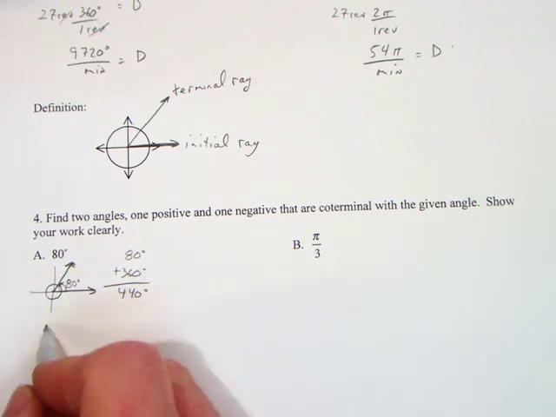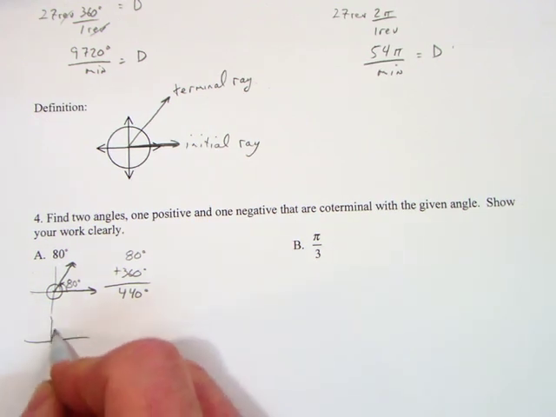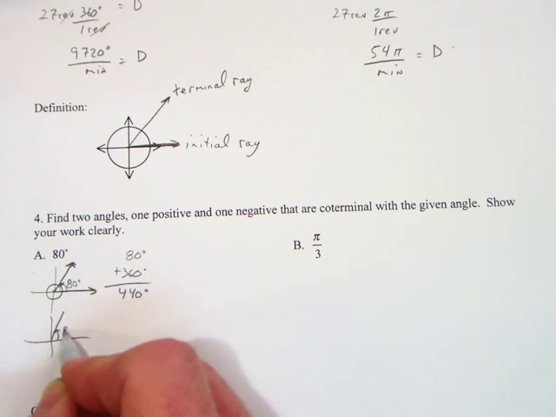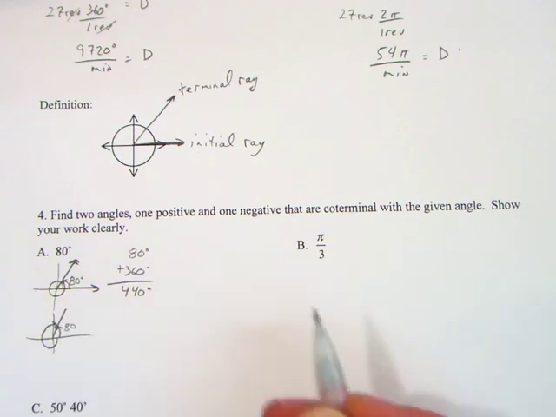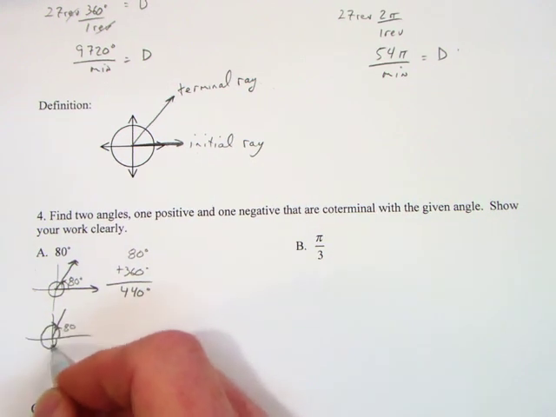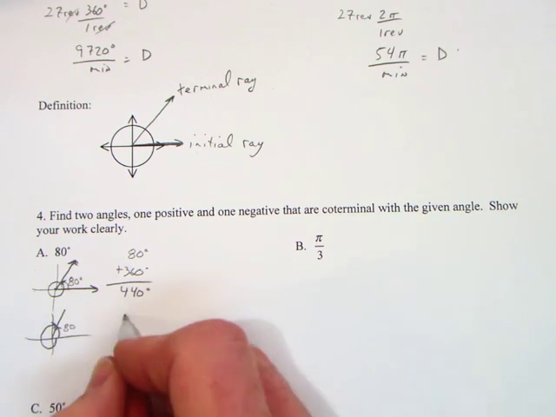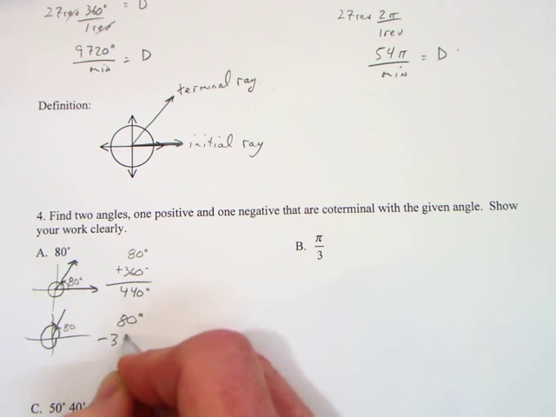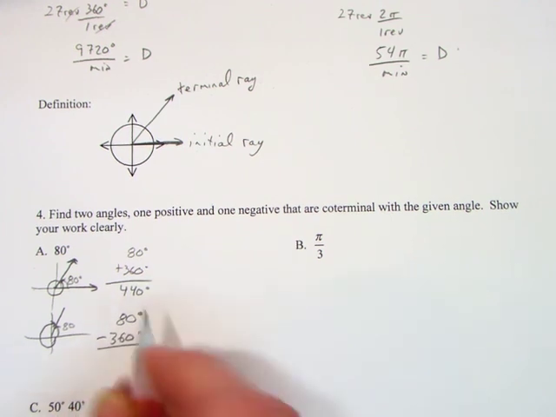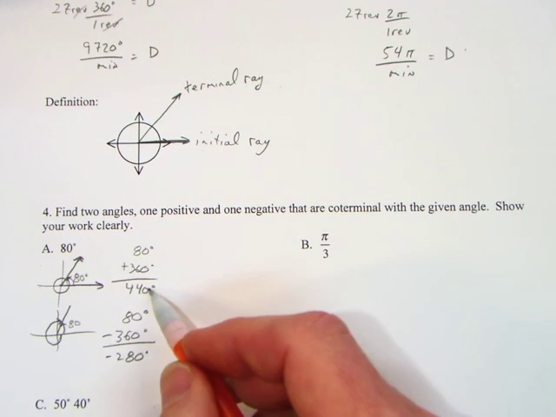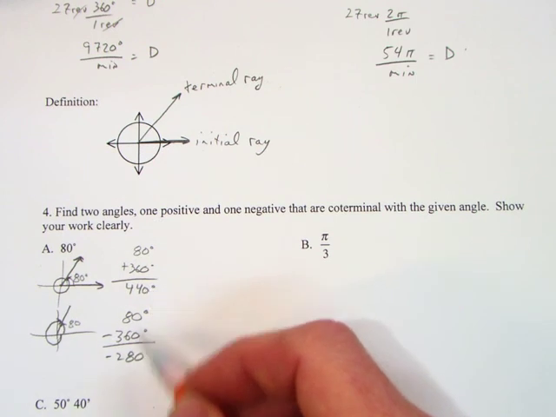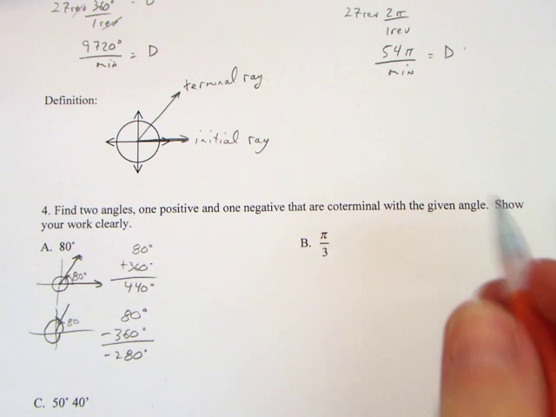Now, how can I get a negative coterminal angle? So this is 80 degrees. This time, I want to stop, and I want to go around there. Well, what do you notice about those two angles? 80 degrees and the angle I'm looking for add up to 360. So 80 degrees minus 360 will give me my negative 280 degrees. So my two angles that are coterminal here are 440 degrees and negative 280 degrees.